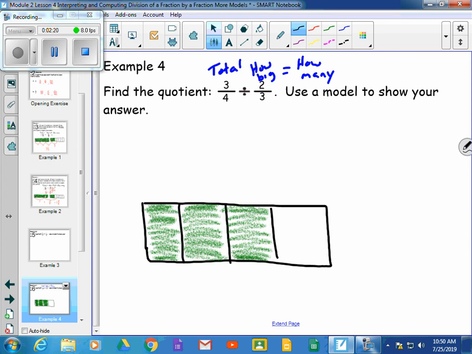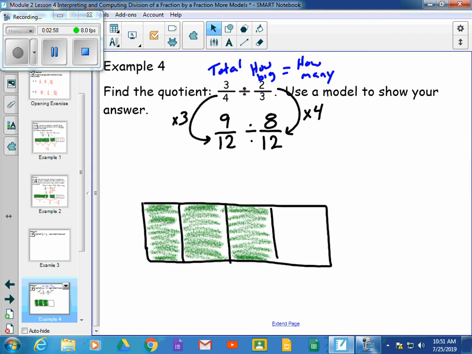Well, looking at 4 and 3, a common denominator would be 12. To change the 3/4 into something 12ths, I multiply that by 3. So I multiply the 3 by 3 to get 9/12. To change the 2/3 into something 12ths, I have to multiply the 3 by 4. So I multiply the 2 by 4 and I get 8/12.